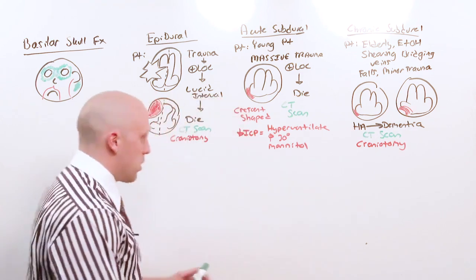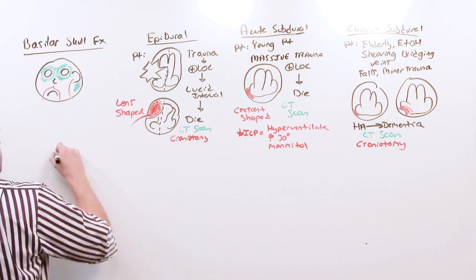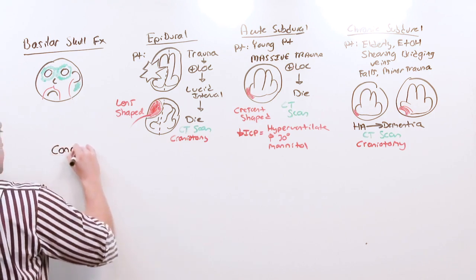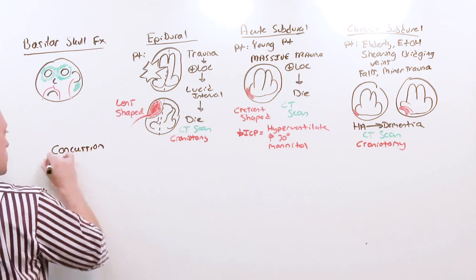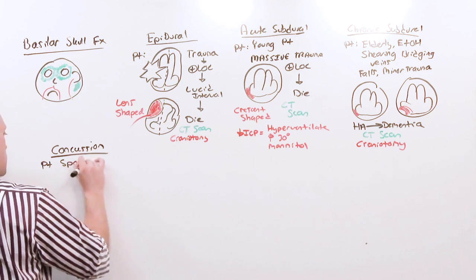Two other head injuries that are not bleeds, so will not show up on CT scan, are concussion and diffuse axonal injury. A concussion is almost always going to be in the setting of a sports injury. It doesn't have to be, but on the test it will be.